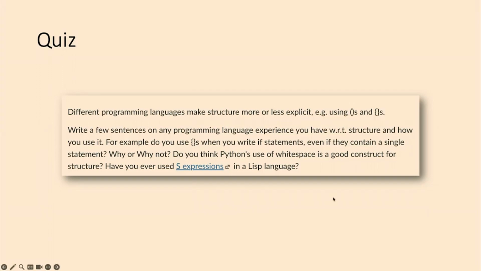What do you prefer? When you write in your programming languages, when you write an if statement, do you always use braces, or do you leave the braces out when you don't need them? And how does it affect you as a programmer? Does anybody have any thoughts on that?